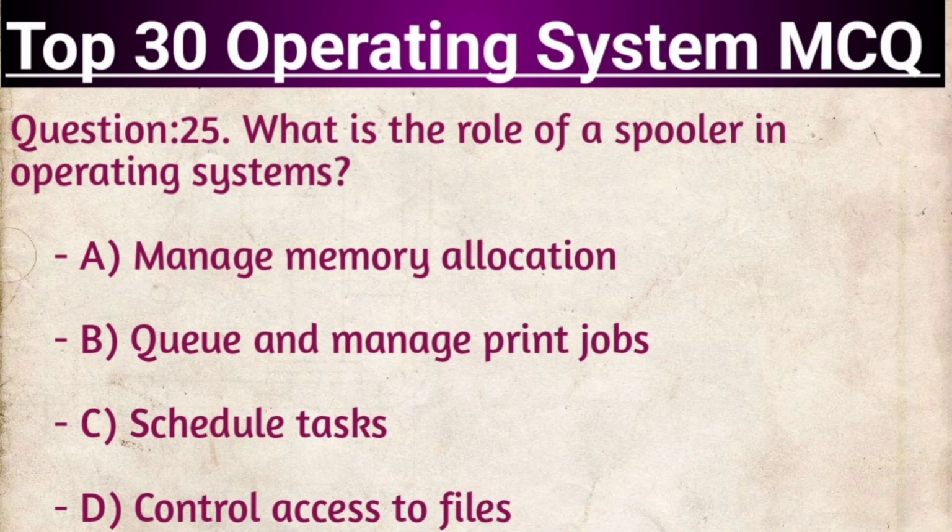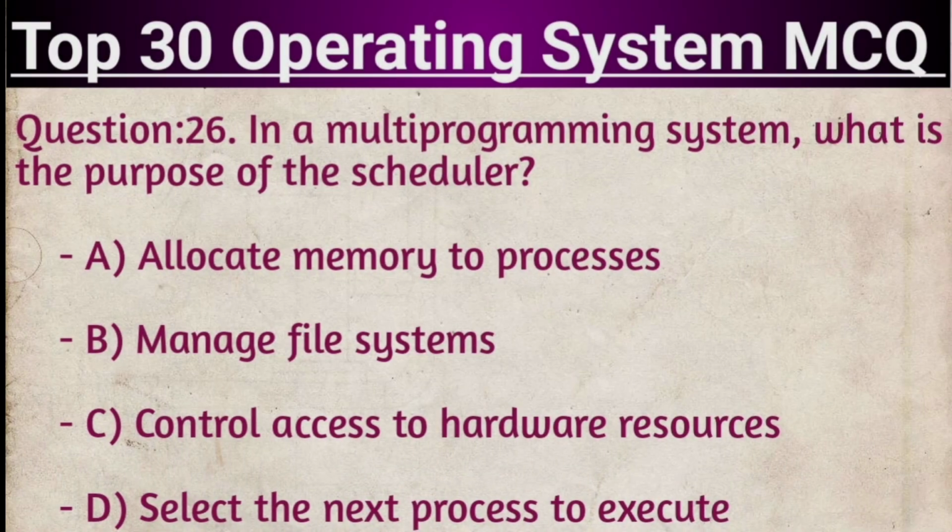Question 25. What is the role of a spooler in operating systems? A. Manage memory allocation. B. Queue and manage print jobs. C. Schedule tasks. D. Control access to files. So the answer is B. Queue and manage print jobs. So we are moved towards our next question.